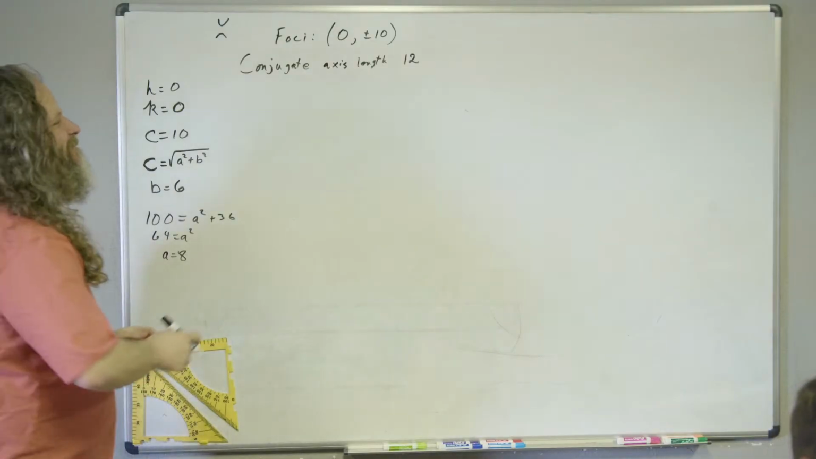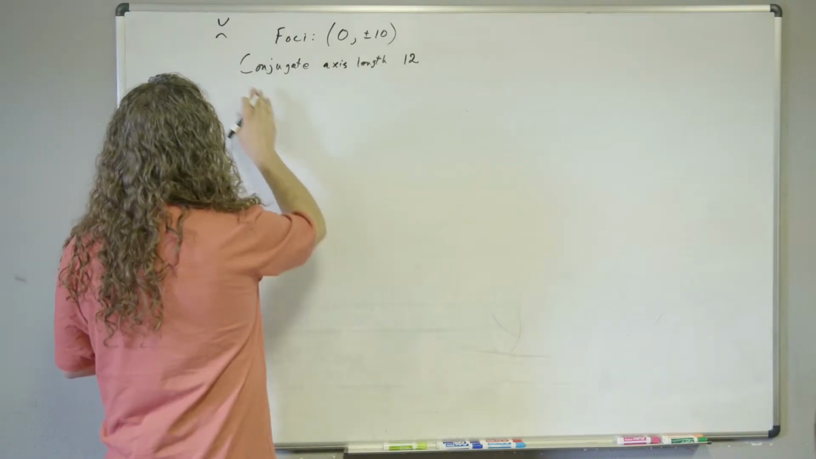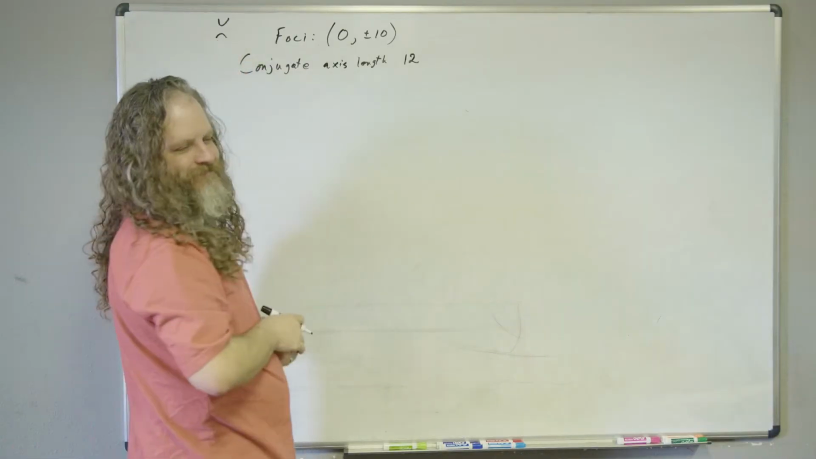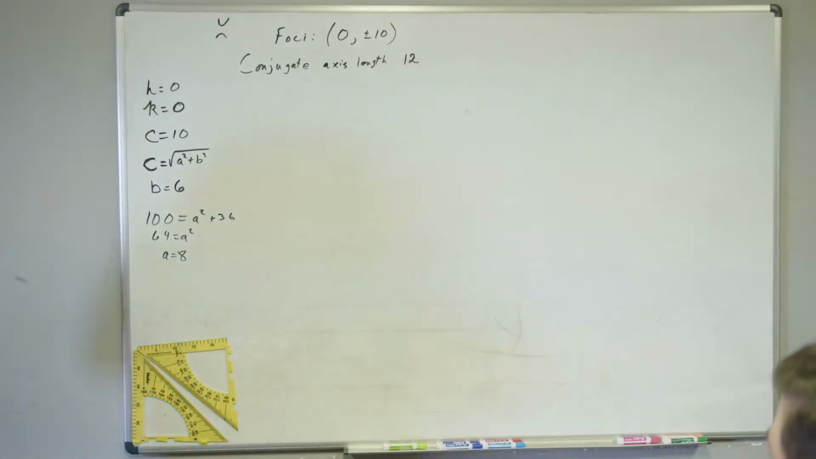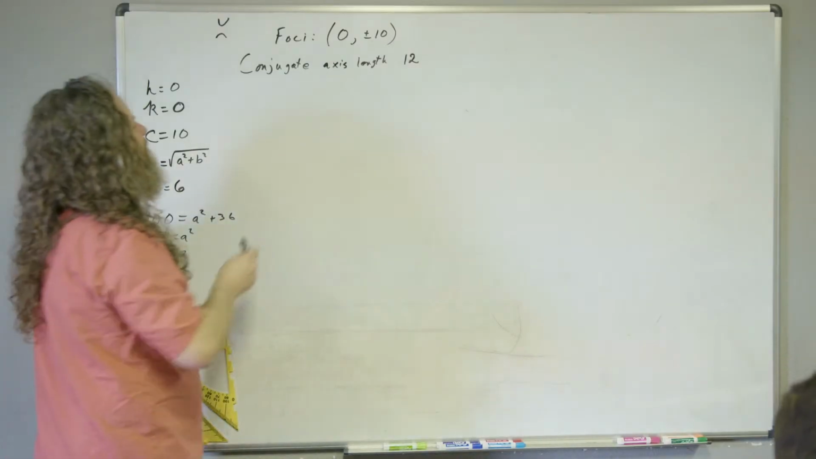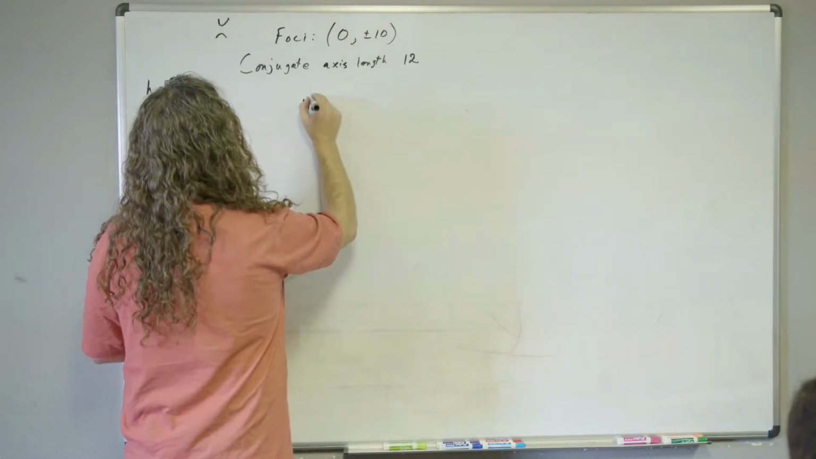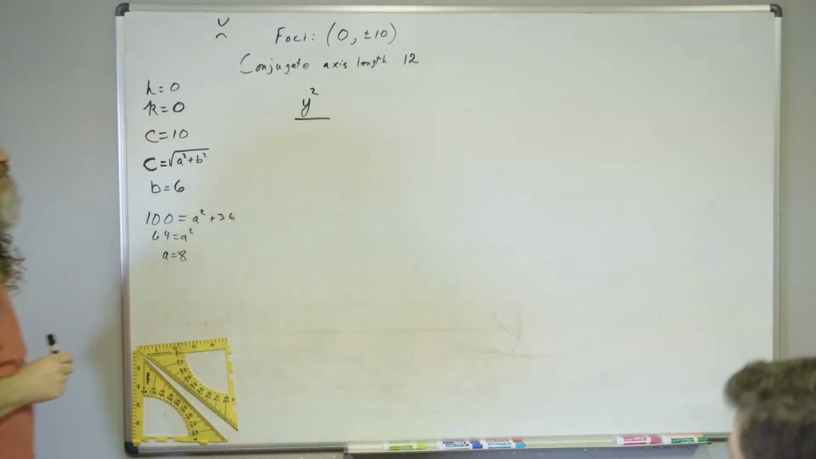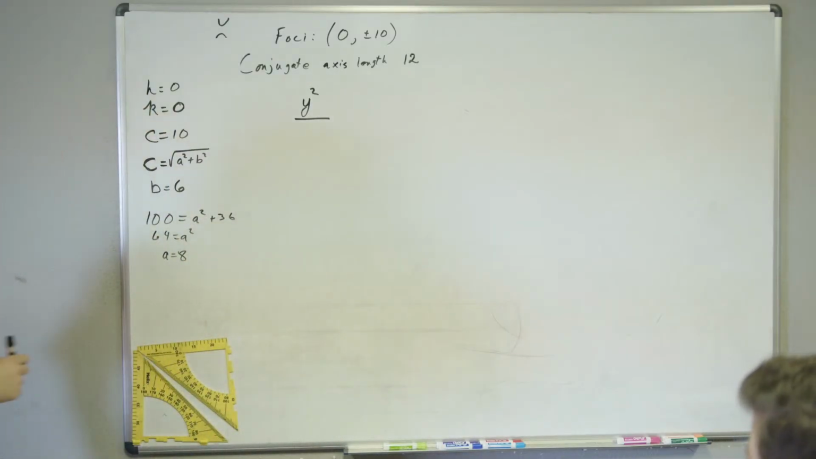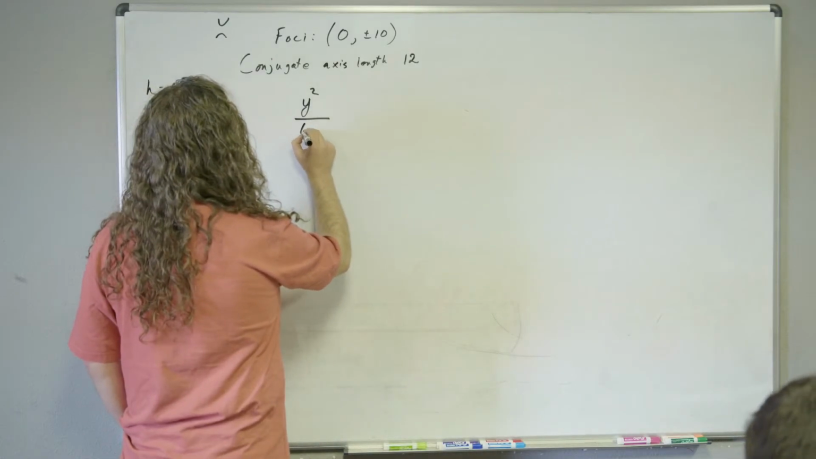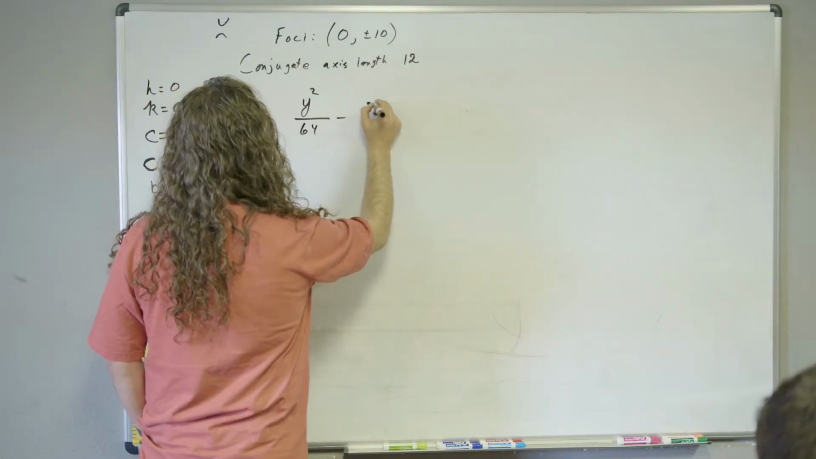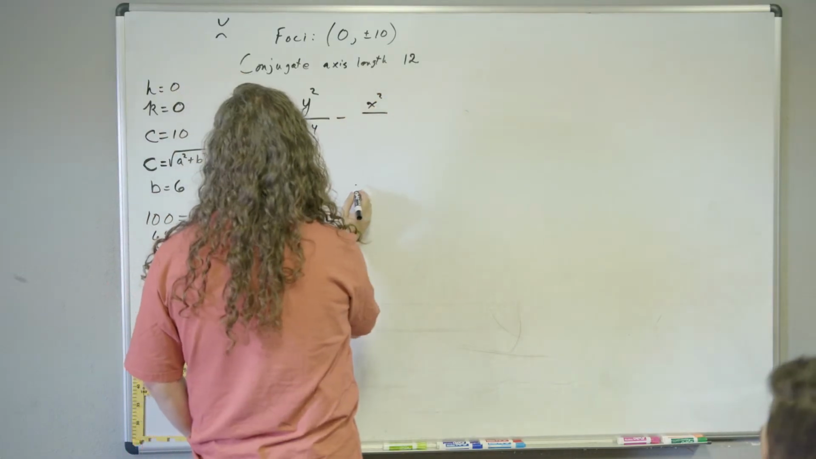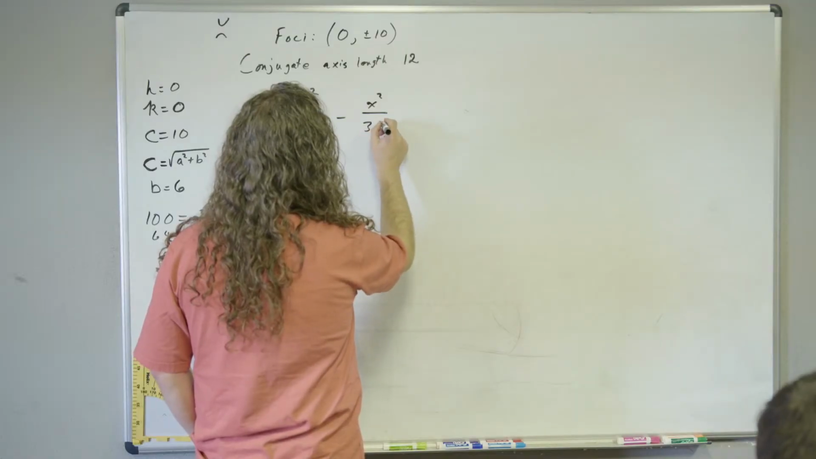Okay. So it's y squared over a squared minus x squared over b squared. It's y minus x, definitely, when y is positive, because it's on the opposite. X is positive. So y squared over a squared, and a squared is 64, minus x squared over 36 equals 1.